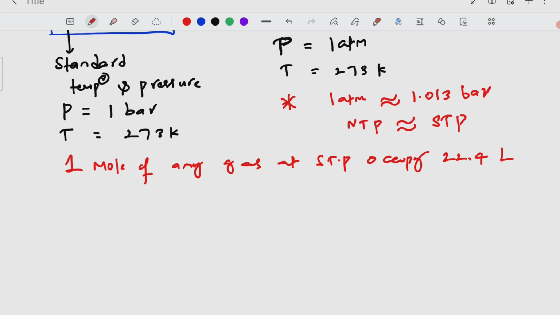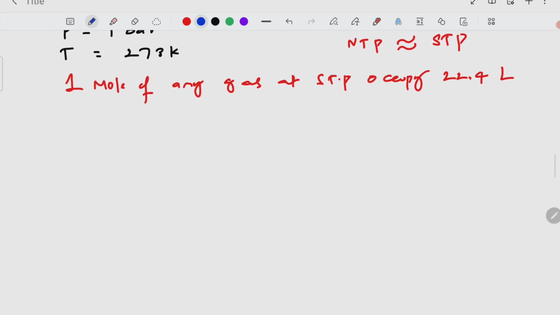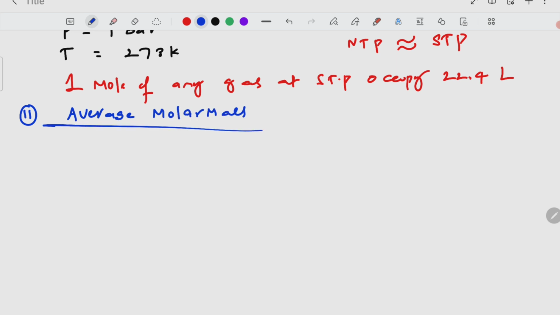Next, moving further, next important term: average molar mass. So what is average molar mass? See, it is mainly calculated for a mixture of gases, like O2, N2, H2.